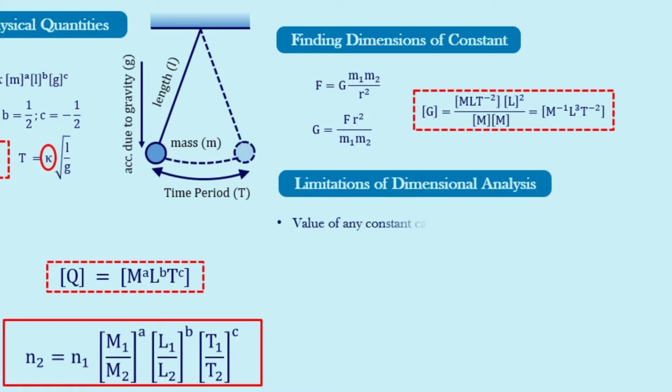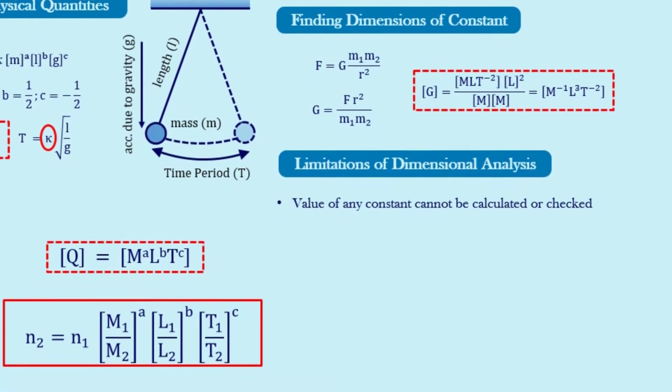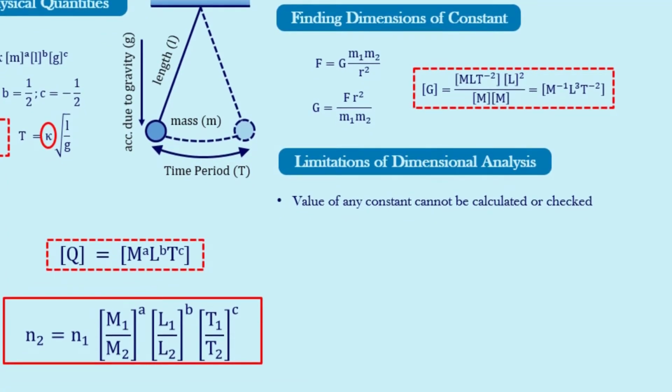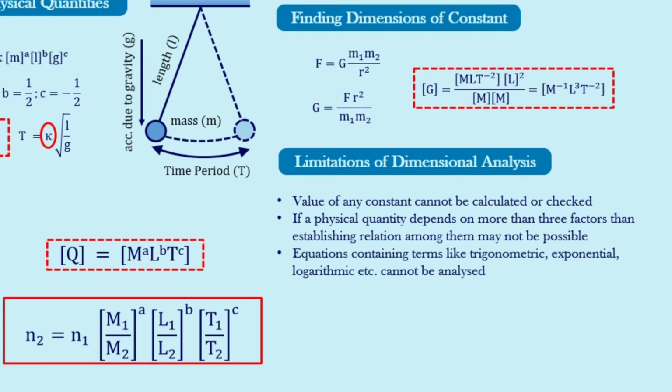We cannot find the value of a constant. As an example, we can consider the time period evaluation of a simple pendulum. If a physical quantity depends on more than three factors, then establishing a relationship among them becomes very difficult. Equations containing terms like trigonometric, exponential, and logarithmic functions cannot be analyzed because these factors are dimensionally independent.